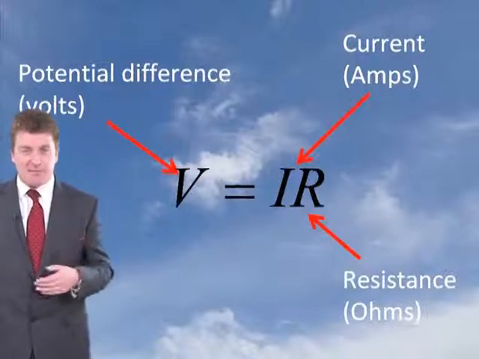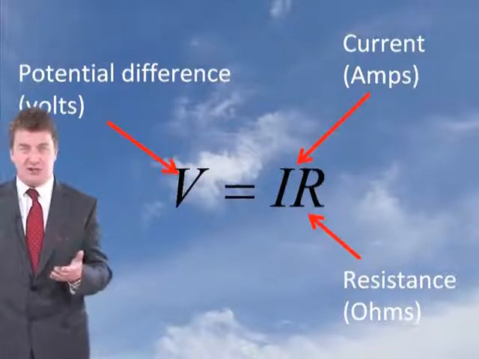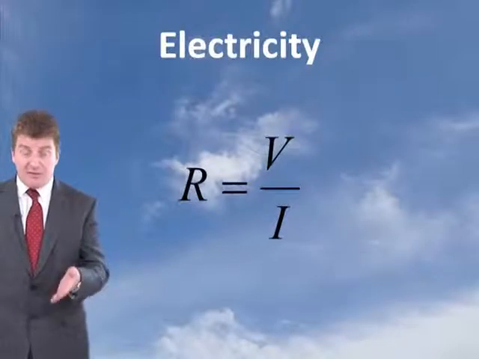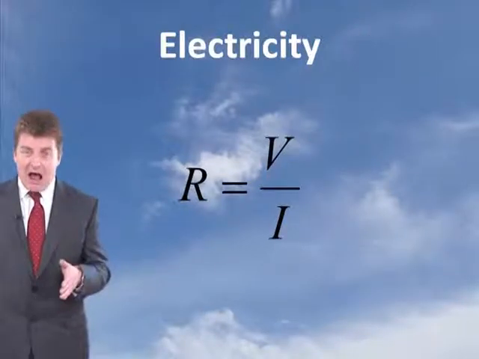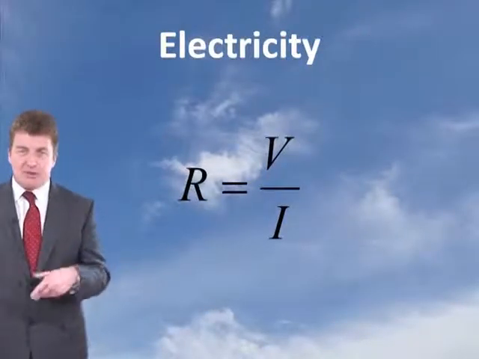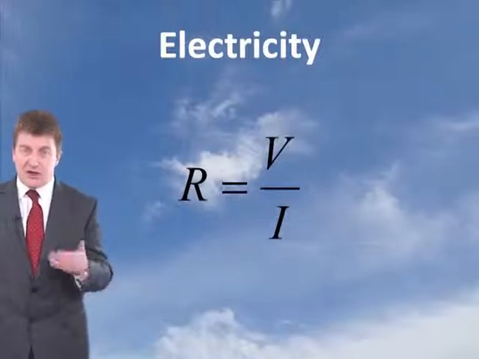Now this can be transposed to help you determine the resistance in the circuit if you know the current, and obviously this transposition here is R equals V divided by I. You see, you can transpose it to determine either the voltage, the current or the resistance. Let's do an example then.